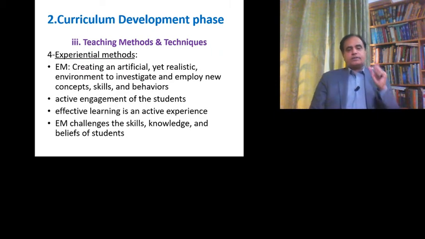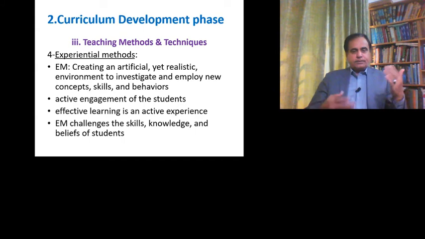And the fourth method is the experiential method. The experiential method is basically creating an artificial but realistic environment to investigate and employ new concepts, skills, and behaviors. It is actually learning by doing, and then reflecting on the experience by each member of the group. In this way of teaching, active engagement on the part of the students is very, very important.